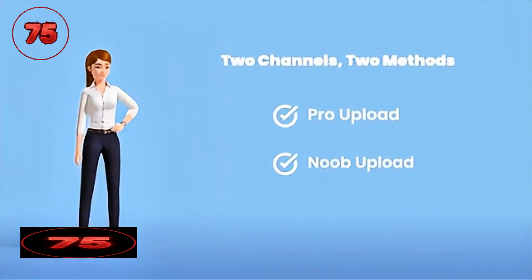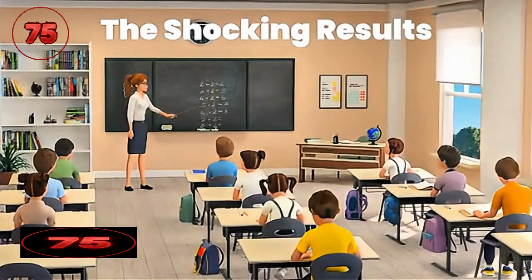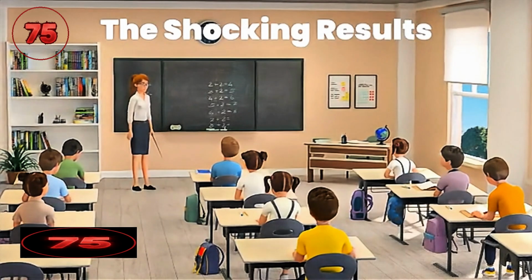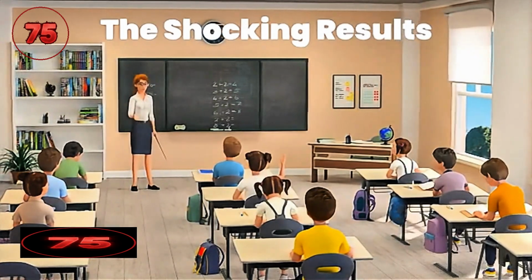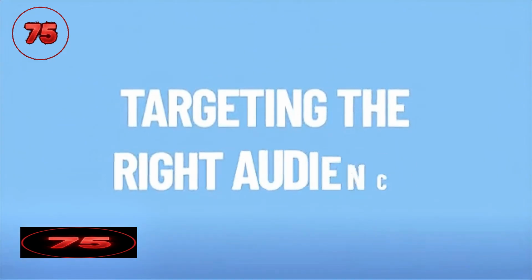I'll create 2 channels, Pro Upload, and Noob Upload. I uploaded an educational short to both channels, and the results shocked me. Casual got 700 views, while professional got 15,000 plus. What's special about the professional method?